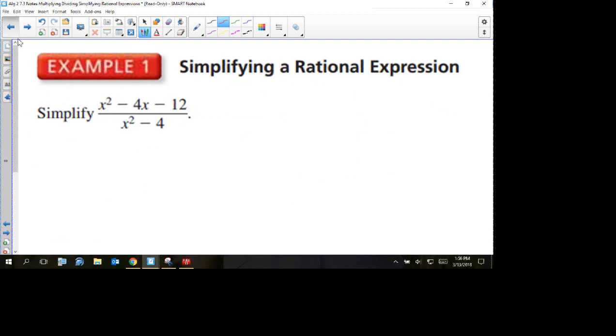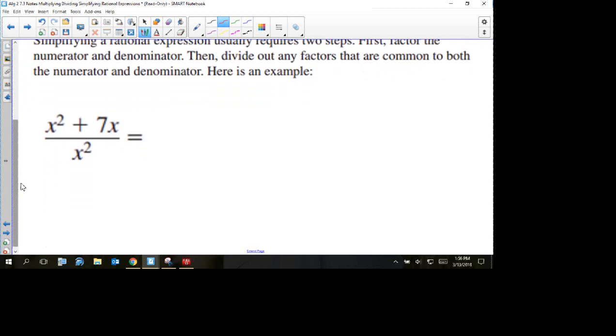So our first example that we have is x squared plus 7x over x squared. So you cannot cancel x squareds.